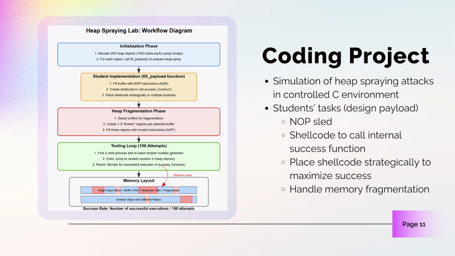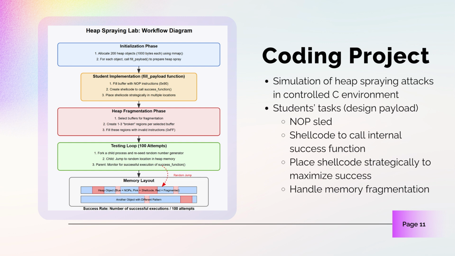The second phase is the student implementation stage, where students are tasked with filling the payload function to design their heap spray attack. Students face several technical challenges in this lab. They must create a NOP sled to guide execution to their payload. They also need to write shellcode that calls the internal success function, requiring them to understand the basics of assembly and memory addressing. Most importantly, they must strategically distribute their shellcode across the buffer to maximize the likelihood of a successful execution.